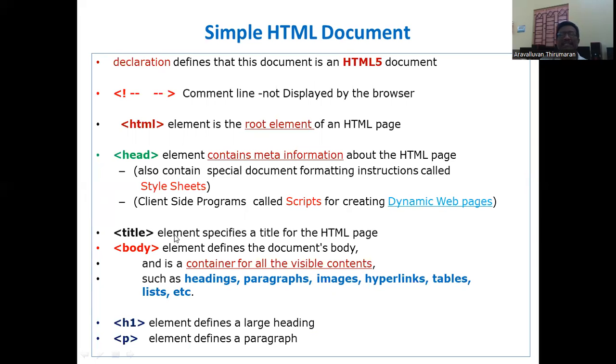The title element specifies the title of the HTML page, and in the body section, the element defines the document's body and is a container for all visible contents such as headings, paragraphs, images, hyperlinks, tables, lists, etc. And inside the body, you have two types, H1. The element defines the larger heading and P represents the paragraph.